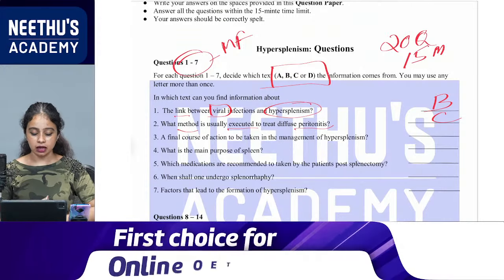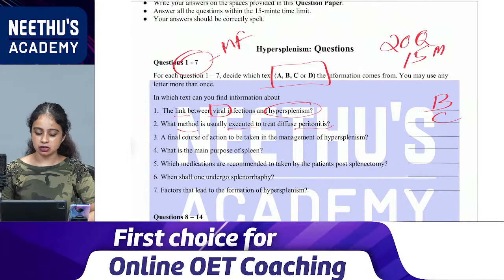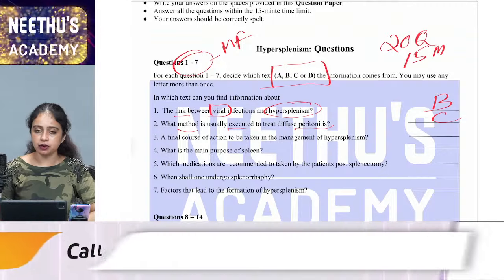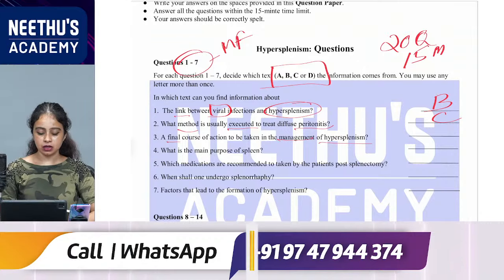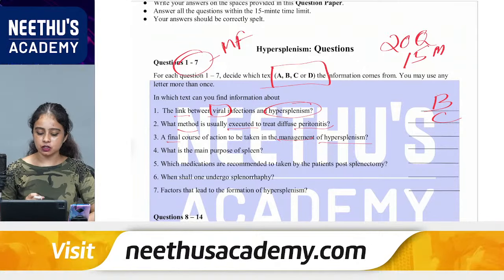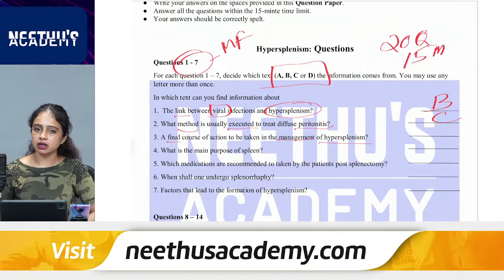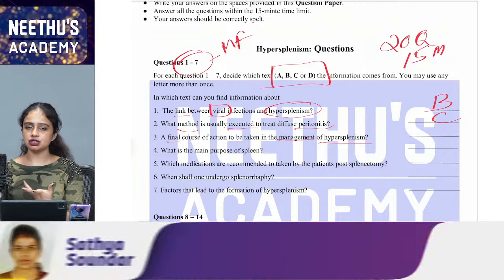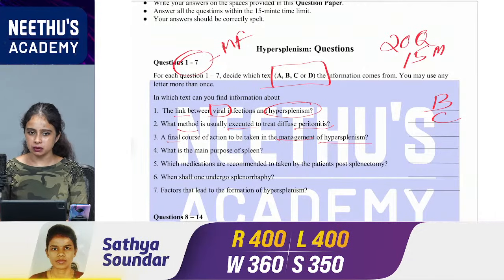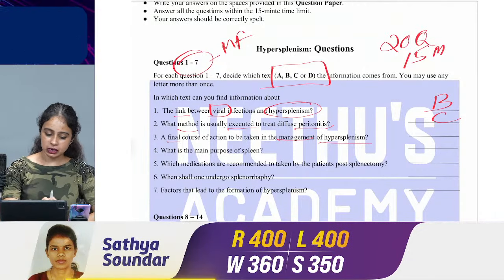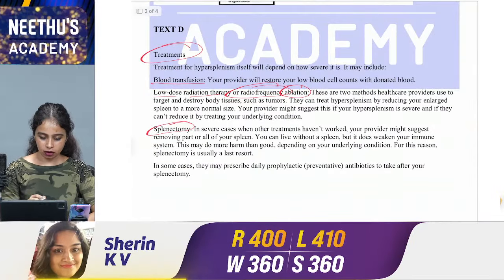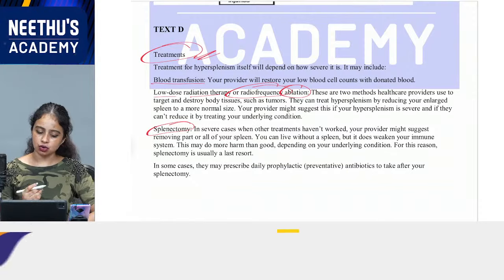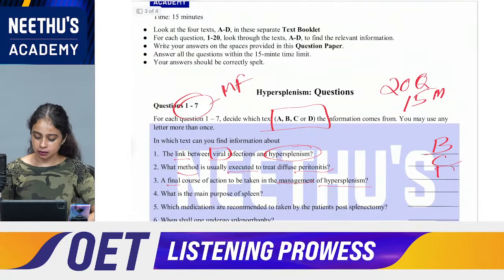It is text C. Third one, a final course of action to be taken in the management of hypersplenism. So final, then management, then hypersplenism. So what is the correct answer? A final course of action to be taken in the management. So where have they mentioned the management or the treatment? The treatment is mentioned in text D. Treatment, management. So my answer should be D.